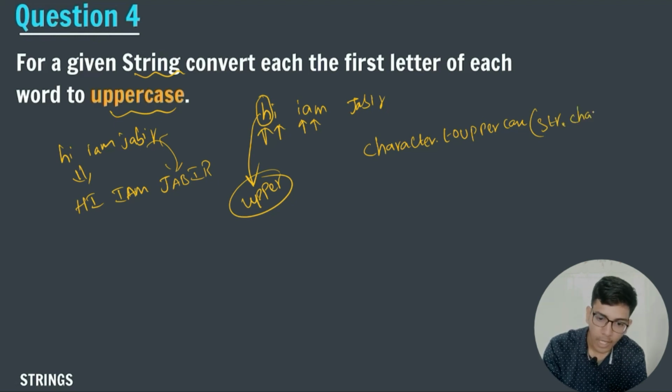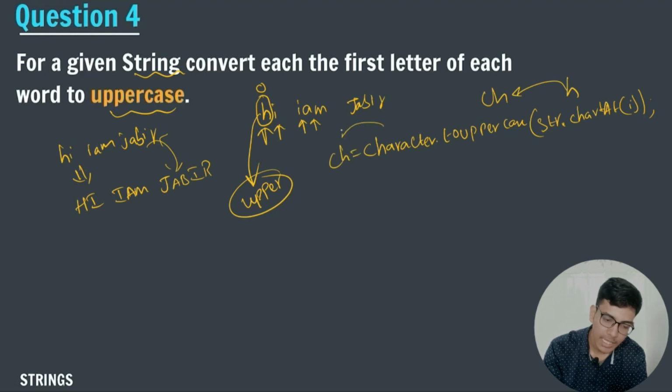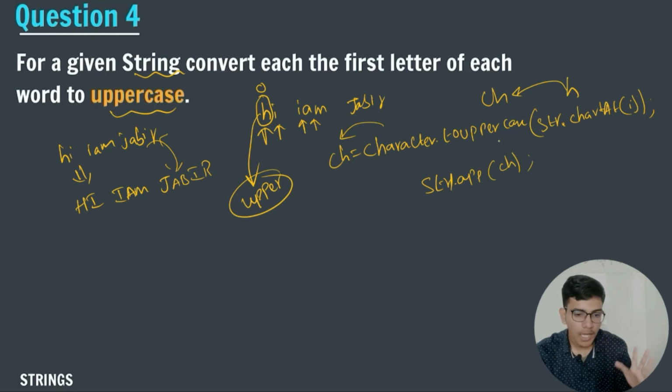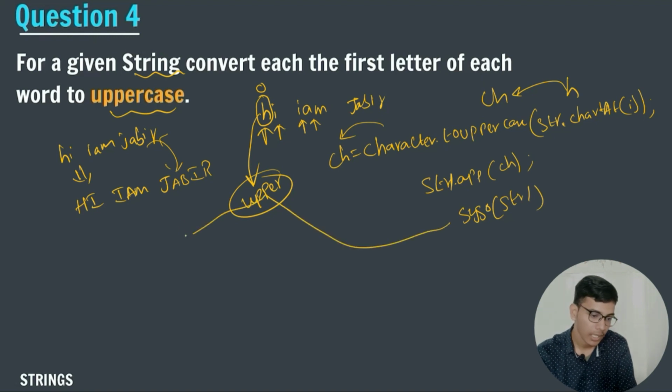str dot charAt that particular index. So suppose here this is the 0th index, right? So I will get h, and h will be converted into H, and after converting, I will store it into a ch character, and I will add it into my string builder using append. I will create a new string, and I will add that particular character into my string. So this is how appending or adding new characters works, and finally I will print my str1 value, and the output I will get is like this.